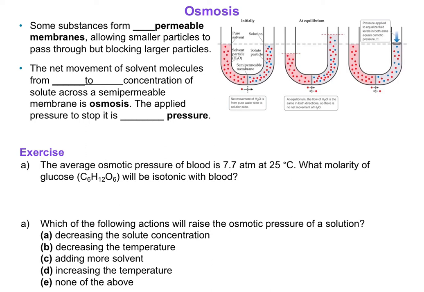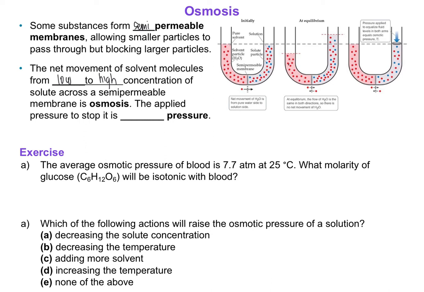Okay, the last property we're going to talk about is osmotic pressure. So sometimes we have substances that can move through a semi-permeable membrane. So that's a membrane that allows small particles to pass through, but large particles are blocked. And generally we think our solvent as being small, and water is pretty small, and our solute as being larger. So we end up getting movement of solvent molecules from low concentration to high concentration across this membrane. That's called osmosis.